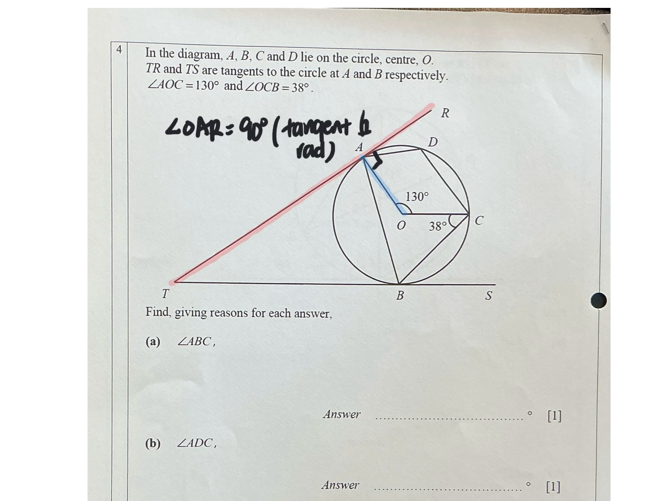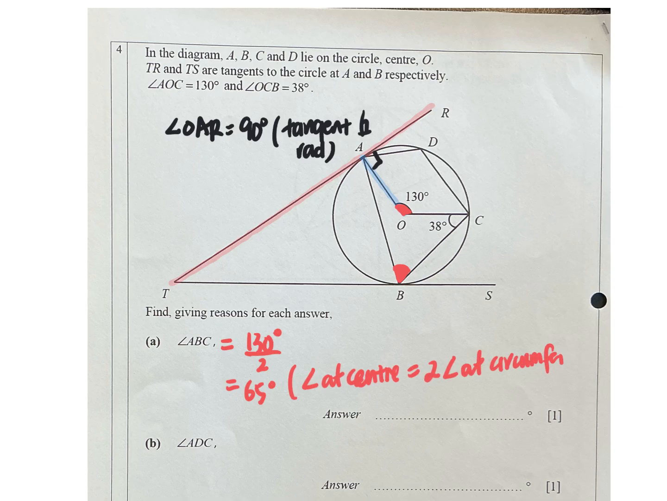Now they want me to find ABC. Then this is the one, the rocket. Angle at center is twice the angle at circumference. So to find ABC is just 130 divided by 2, which is 65. So this is angle at center equal to twice angle at circumference. You can use this one because you got the center.